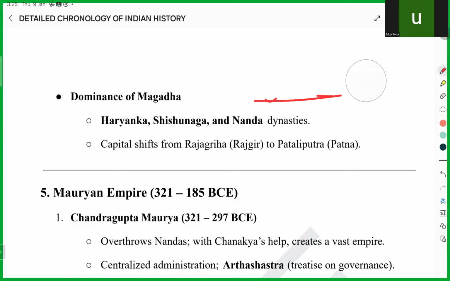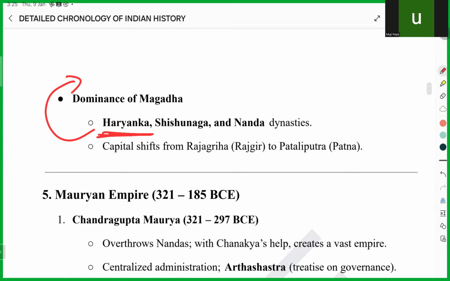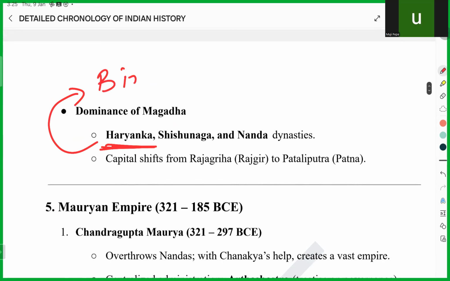And who were the dynasties? The Haryanka dynasty. So you have people like Bimbisara. Please don't get confused between Bimbisara and Bindusara. Bindusara came later. I told you in the previous classes the story of how he got the name Bindusara. There was a person called Bimbisara.